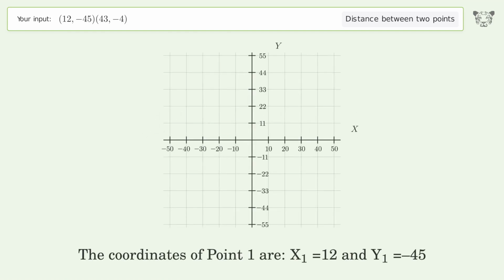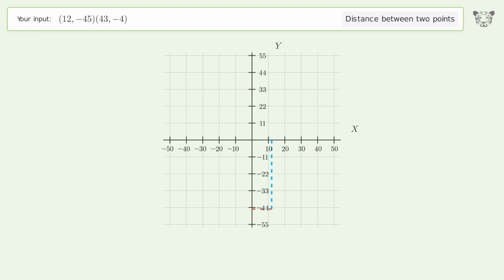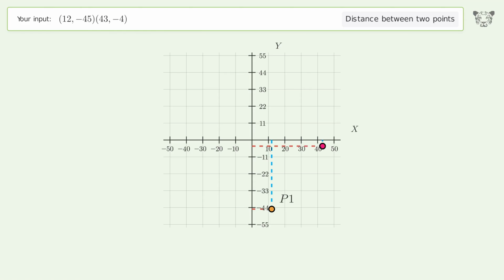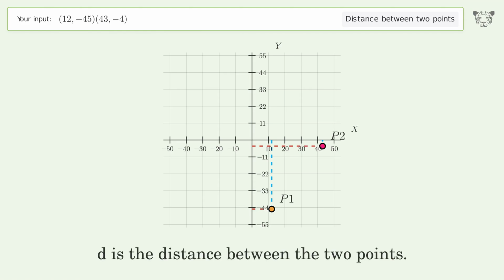The coordinates of point 1 are x1 equals 12 and y1 equals negative 45. The coordinates of point 2 are x2 equals 43 and y2 equals negative 4. D is the distance between the 2 points.